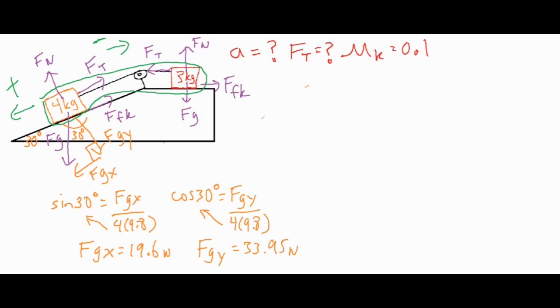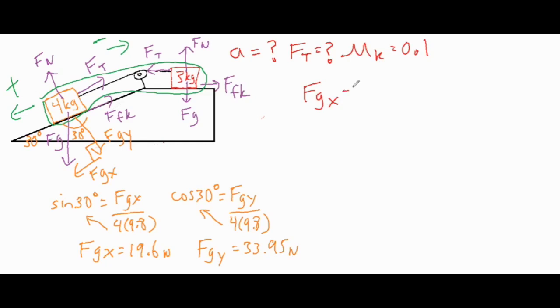All right, so now we're ready to take a look at the whole entire system. So if we're taking a look at our whole entire system, we have a main force that is driving the 4 kilogram block in the whole system down the ramp, which is our FGX. So we have the FGX driving the entire system, and then everything else is internal or it's perpendicular to the surface, besides the FFK of the 3 kilogram block and the FFK from our 4 kilogram block.